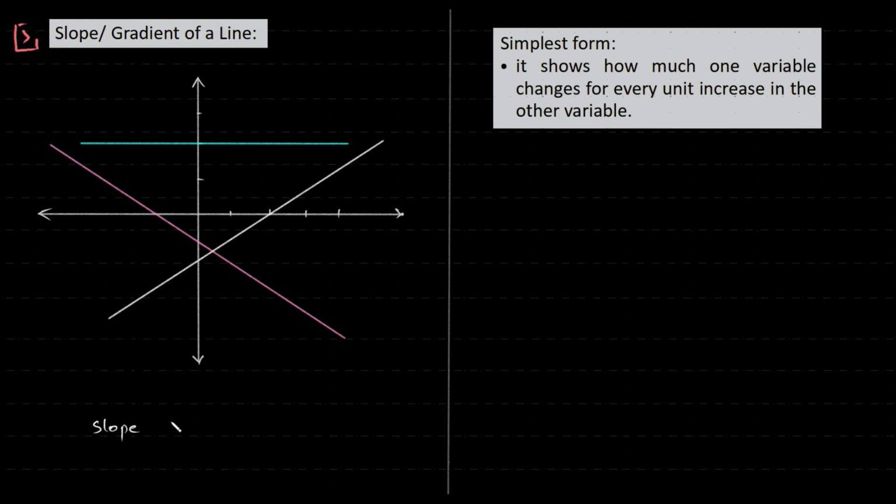Slope, in essence, represents the ratio of rise by run, or change along the vertical divided by change along the horizontal. That's vertical and that's horizontal. Alternatively, we can think of it as the amount of change in one variable for every unit increase in the other variable.